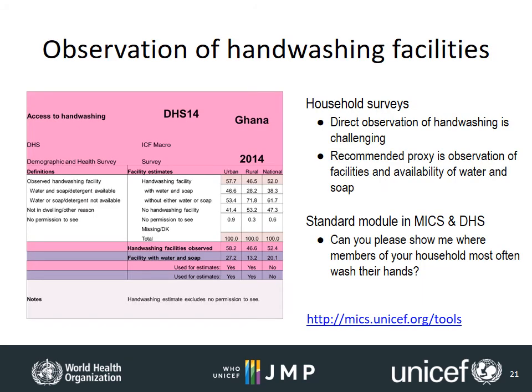Direct observation of hand washing facilities has been included as a standard module in MICS and DHS since 2009. Direct observation of hand washing is obviously different, and people behave differently when being observed, but the presence of a hand washing facility with soap and water available has been shown to be a reasonable proxy for hand washing. Enumerators ask households to show them where members of the household most often wash their hands and record the type of facility and the presence of soap and water.